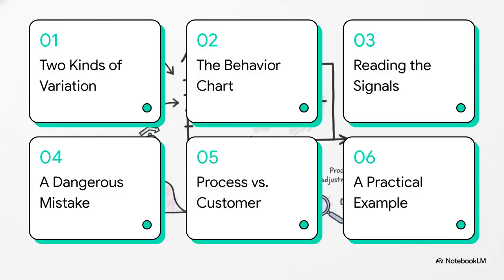So here's our game plan. First, we're going to look at the two basic kinds of variation you'll run into. Then, we'll get into the main tool for telling them apart. It's called the behavior chart. After that, we'll cover how to read the signals it gives you, how to avoid a really common mistake, a dangerous one actually, and we'll also talk about the difference between what your process is doing versus what your customer actually needs. And to wrap it all up, we'll walk through a practical example to see how it all clicks together.